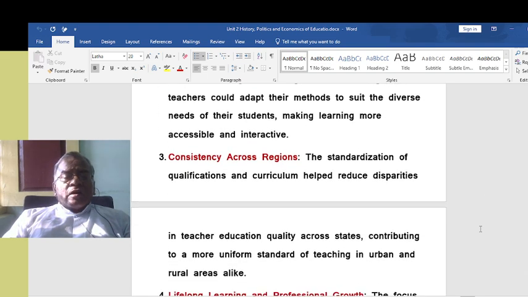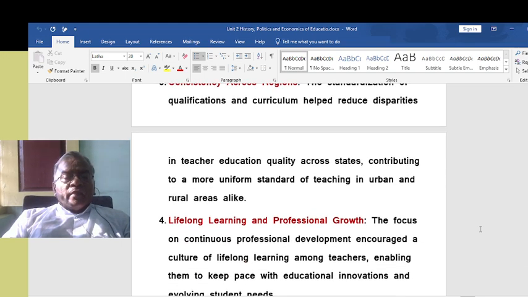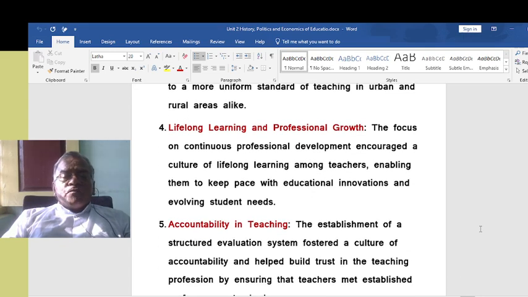Then consistency across regions. The standardization of qualifications and curriculum helped to reduce disparities in teacher education quality across states, contributing to a more uniform standard of teaching in urban and rural areas alike. Then lifelong learning and professional growth. The focus on continuous professional development encouraged a culture of lifelong learning among teachers, enabling them to keep pace with the educational innovations and the evolving student needs.